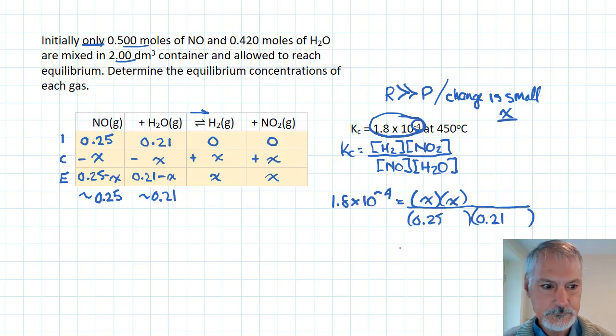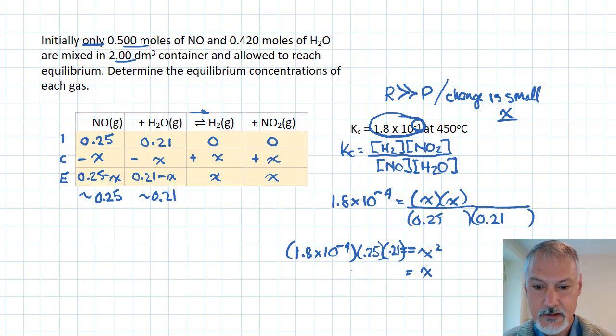So now, when I rearrange the expression, I'm going to have x squared on this side, 1.8 times 10 to the minus 4, and it'll be multiplied by 0.25 and 0.21, and that's going to equal x squared. So again, I've gotten rid of that term, and taking the square root of both sides and solving then for x, I get 0.0031. Indeed a fairly small number.